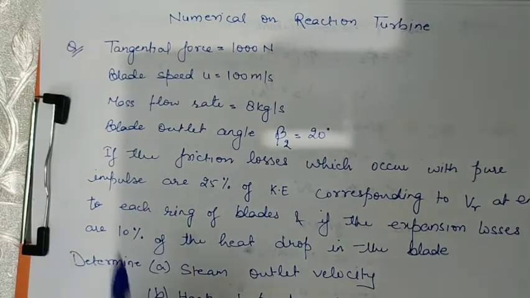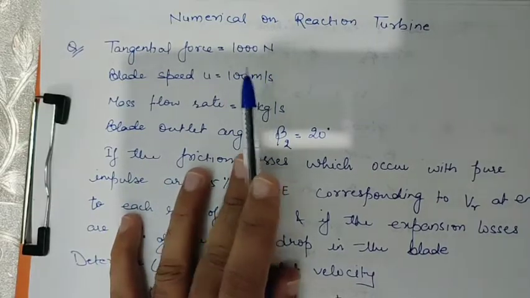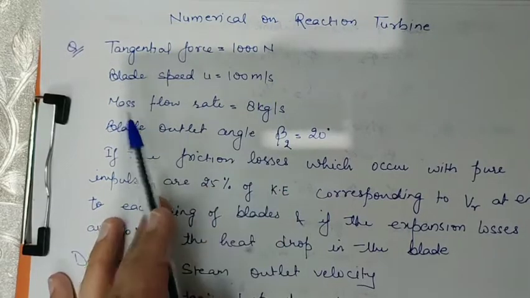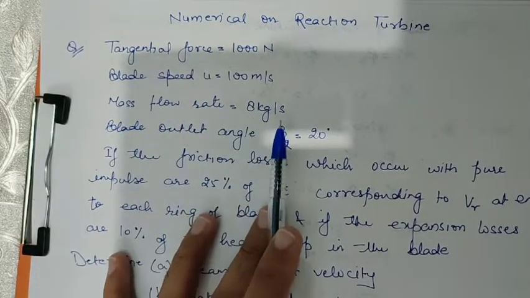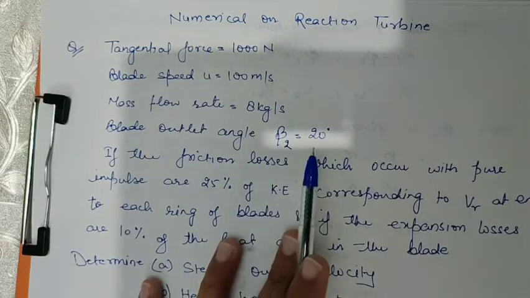So the question is like this: tangential force is given as 1000 Newton. Blade speed, that is u, is given as 100 meter per second. Mass flow rate is given as 8 kg per second. Blade outlet angle is given as beta 2 equals 20 degrees.